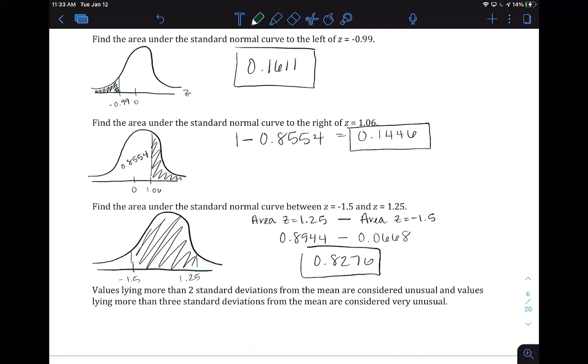Okay, so what we're going to be looking at in the next few days is changing our data entries, taking our X values and changing them into Z-scores to then determine the probability of something happening. So the only thing you're looking at today is finding those Z-scores and changing them into area.